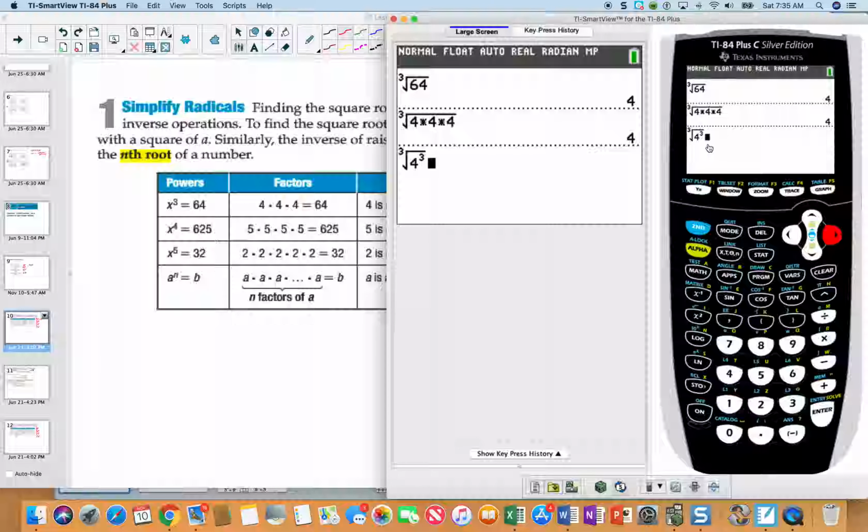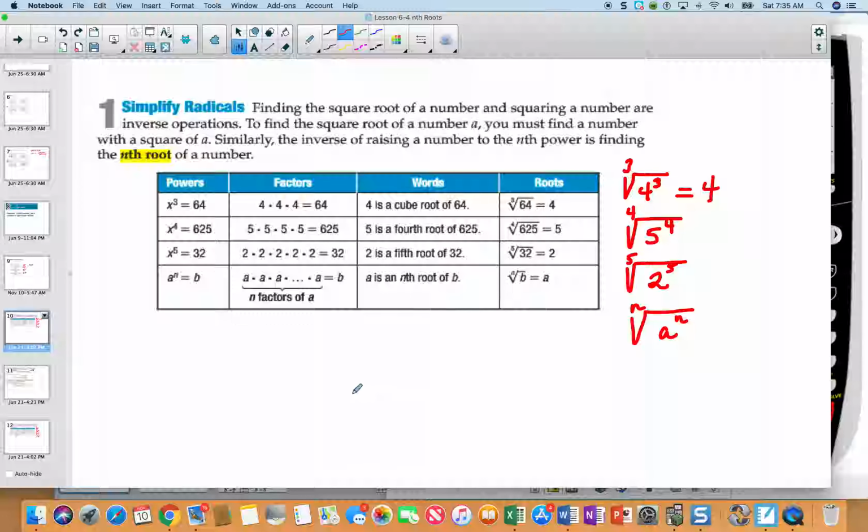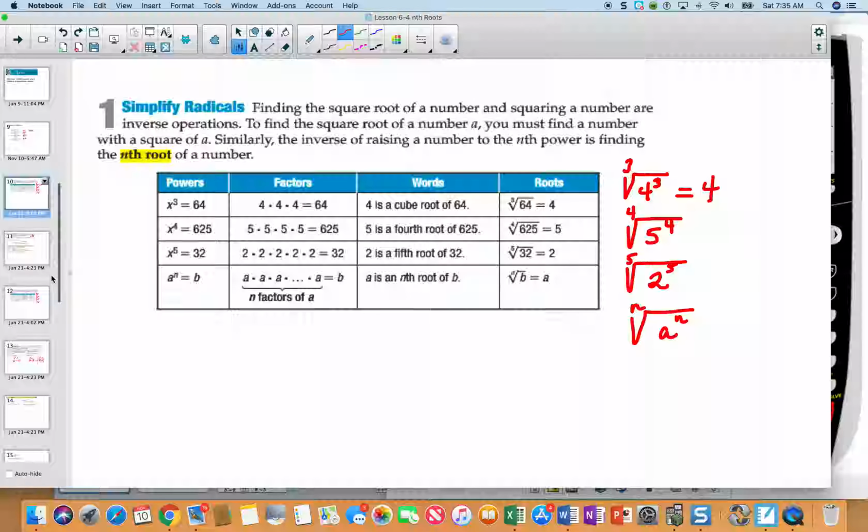I wanted to show you that these two are inverse functions, and just as we predicted, they will undo each other and you will get the answer 4. And you can do this for all the others to assure yourself that these processes are inverse.